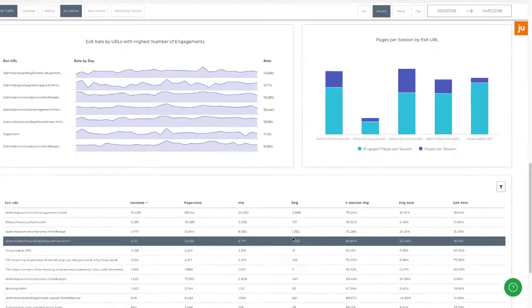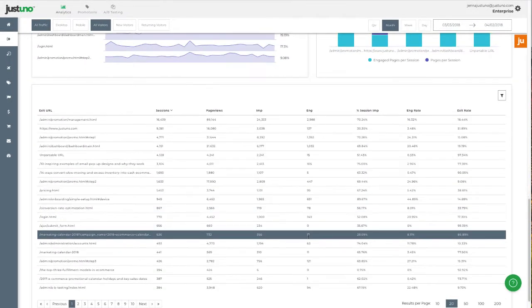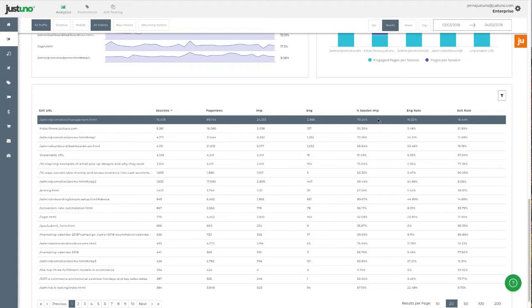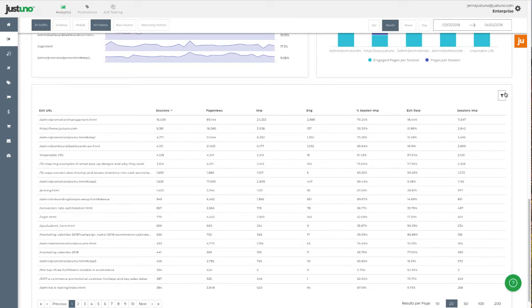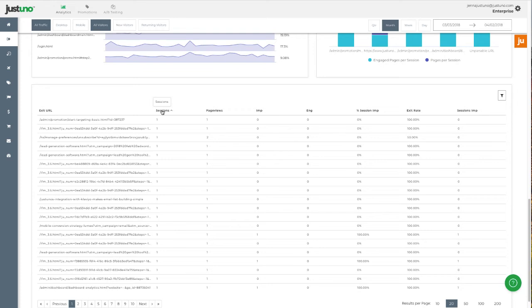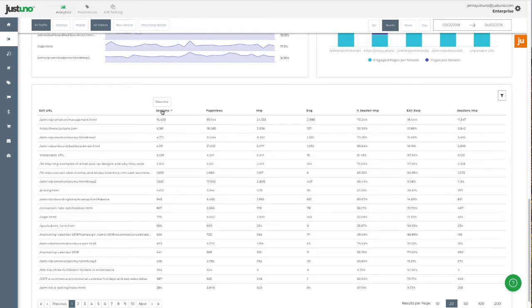Finally, you'll see the table below, which shows you each URL that a visitor exits. Here you can add and remove data points, and you can also sort each column. This information can help you pinpoint exactly what traffic to target using Justuno on a page-to-page basis.